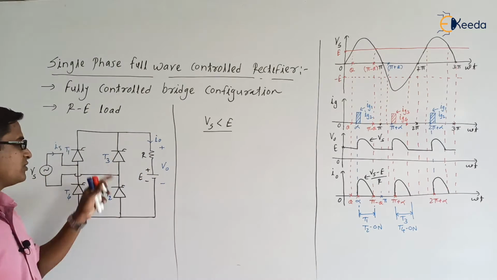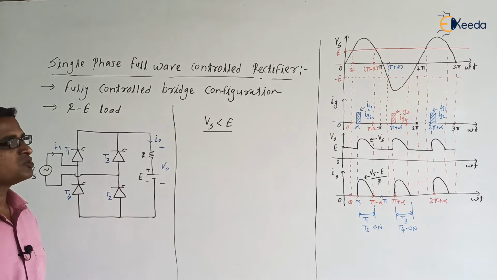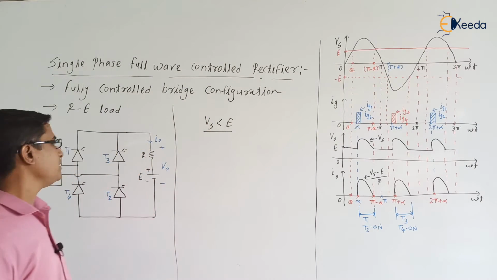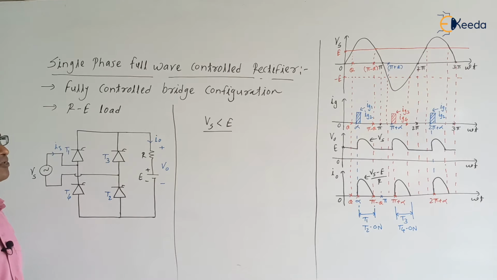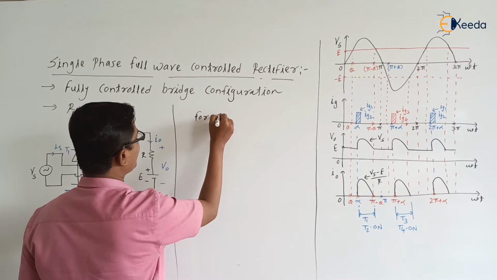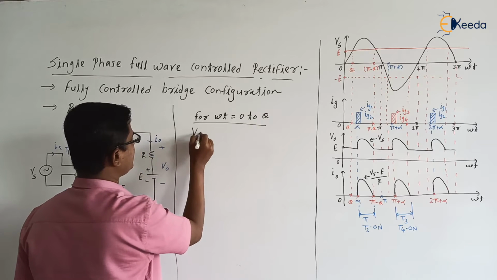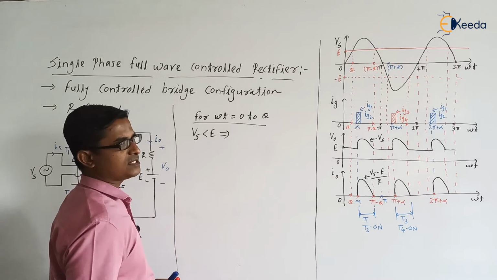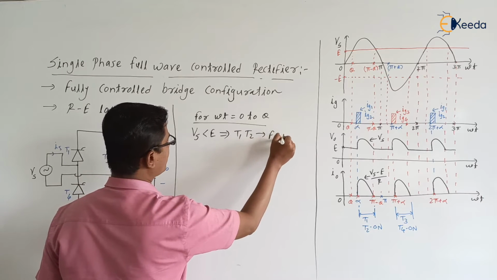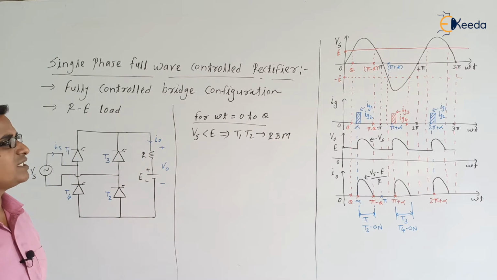our respective thyristors will be in the reverse blocking mode, that is, in the reverse bias mode. So for omega t equal to 0 to theta, Vs is less than E. Thyristors T1, T2, these two thyristors will be in the forward blocking mode, sorry, reverse blocking mode. Those two will be in the reverse blocking mode, because Vs is less than E.